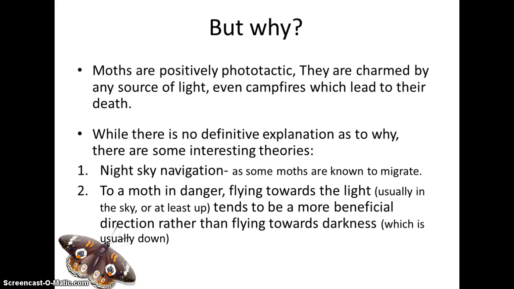There is no definitive explanation as to why this is, but there are some interesting theories. As some moths are known to migrate, it is believed that a moth's navigation and up or down orientation might also depend on the brightness of the sky relative to the ground. Some scientists suggest that moths use the moon as their primary reference point and have the ability to calibrate their flight path as the moon moves across the sky due to the Earth's rotation.